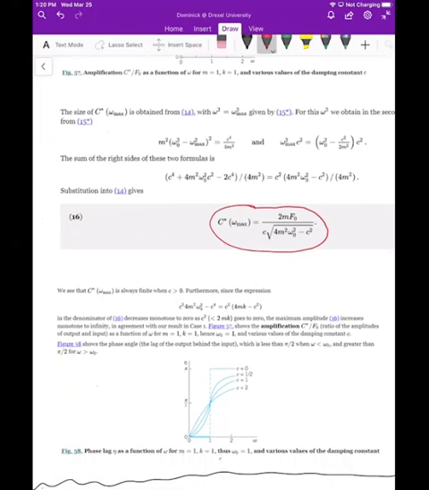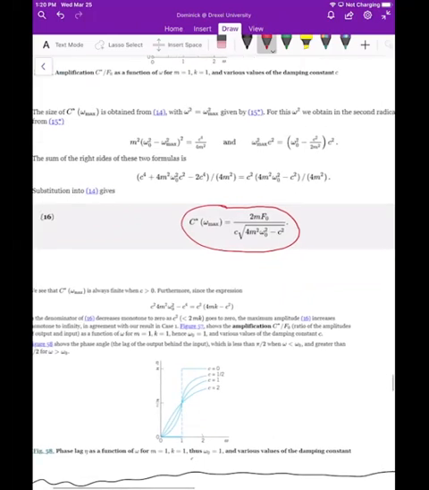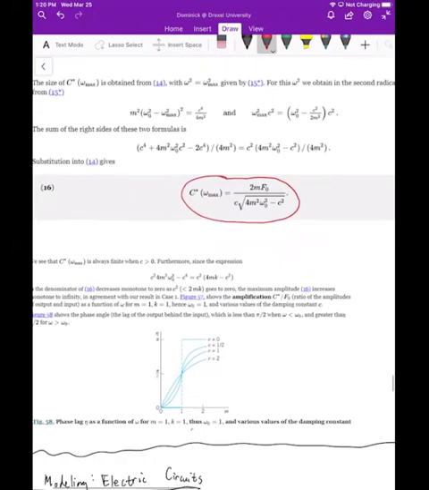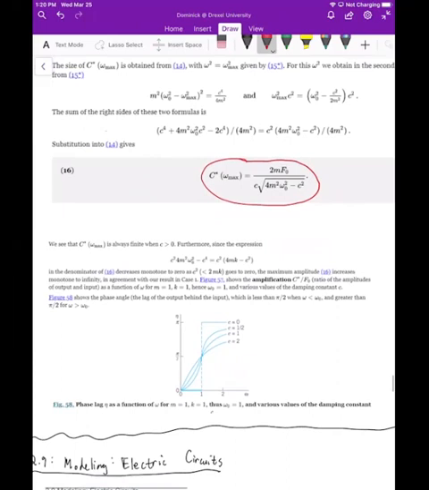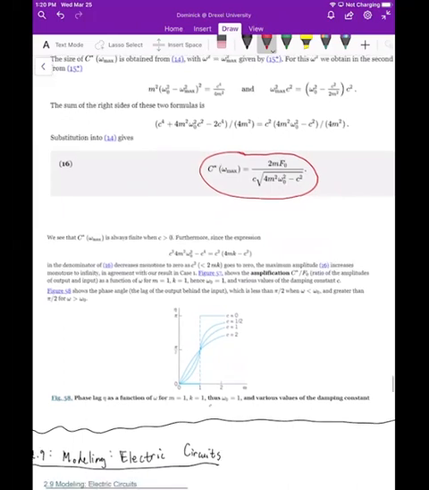Now, of course, if c is strictly positive, then this is always finite, right? And since the expression in the denominator decreases to 0 as c squared goes to 0, the maximum amplitude increases towards infinity, right? Which makes sense with what we talked about before.